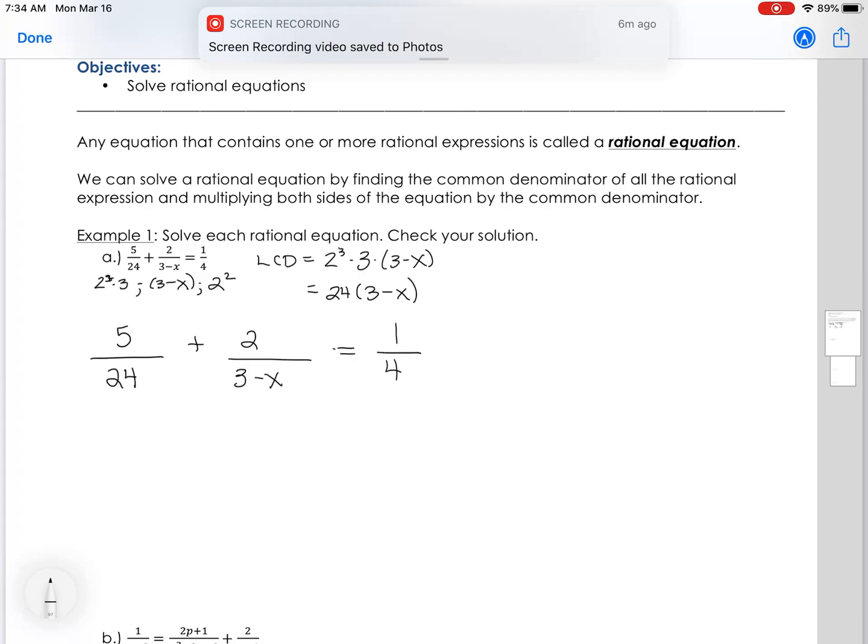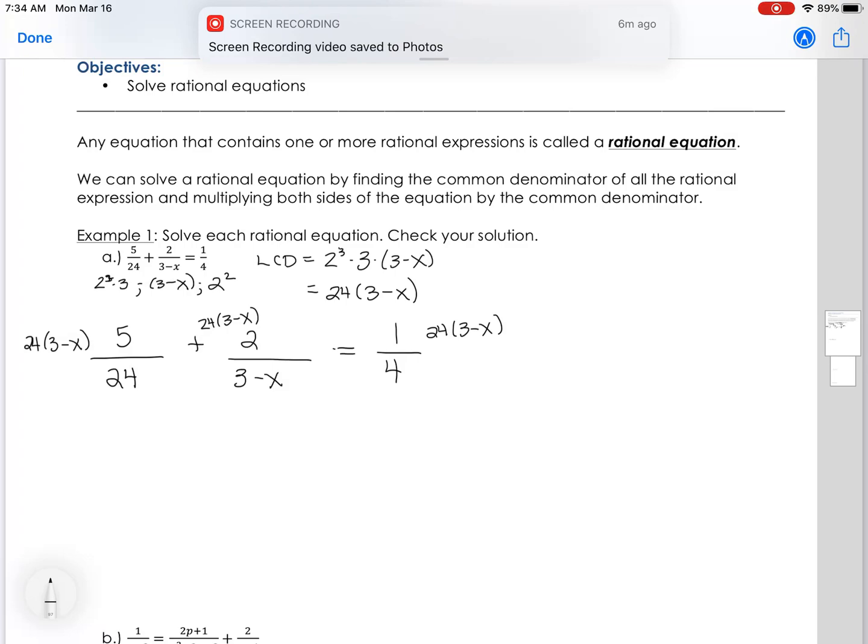And what you have to do now is take your LCD and multiply it by every single fraction in the problem. So we have 24 times 3 minus x times the first one, 24 times 3 minus x times the second one, and 24 times 3 minus x times the third one. And what should happen when you do this is, if you pick the correct LCD, you should not have a single denominator left over when you're done.